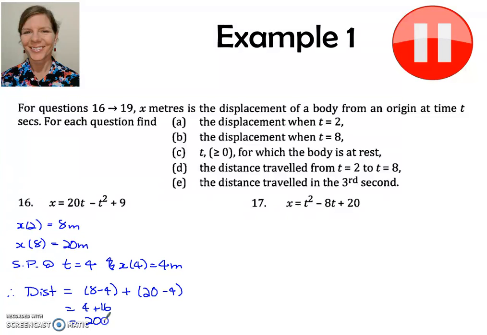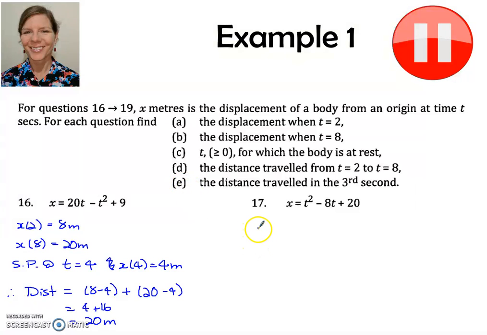Now if you hadn't checked for that stationary point, and this question scaffolded you through it and got you to check, but sometimes it might not. In an exam you would not necessarily expect this. It might just say, what is the distance travelled from 2 to 8? And if you just worked out 2 and 8 and subtracted them, you would get 12, which is not the correct answer because the particle turns around and sort of backtracks in that time. So you need to be careful with that.